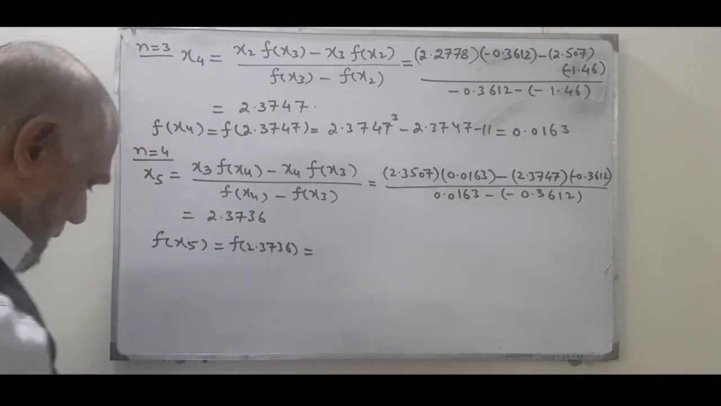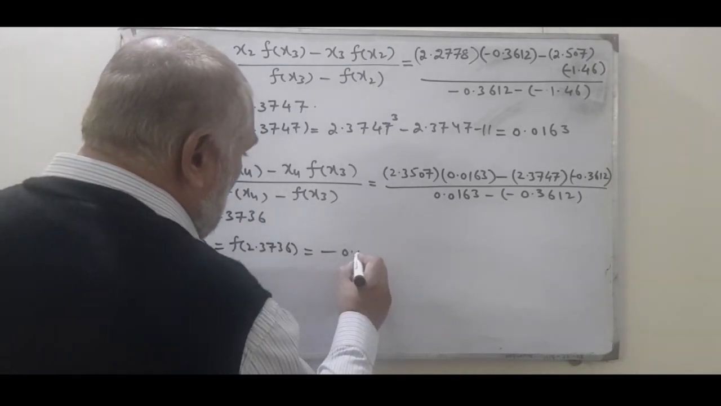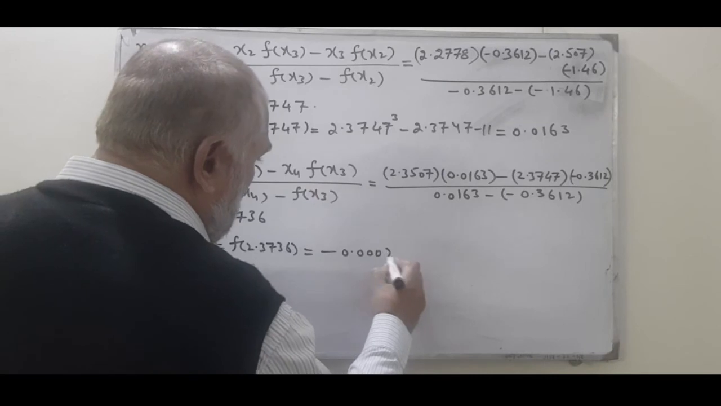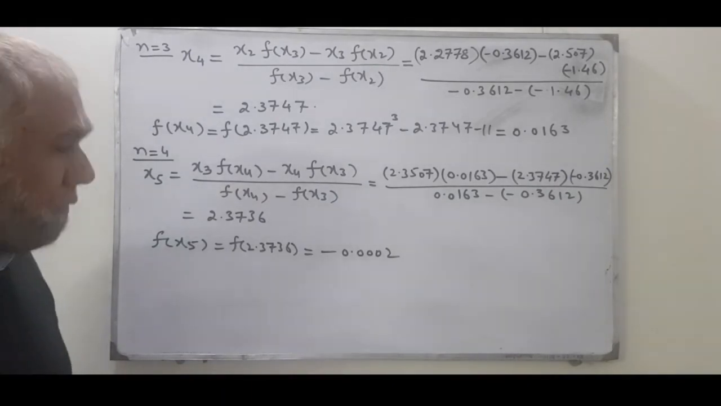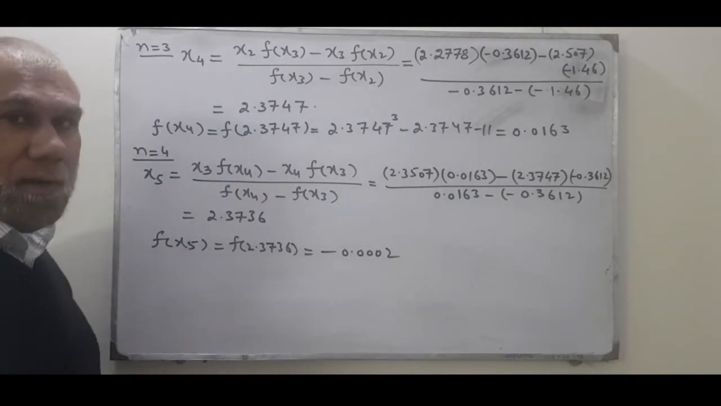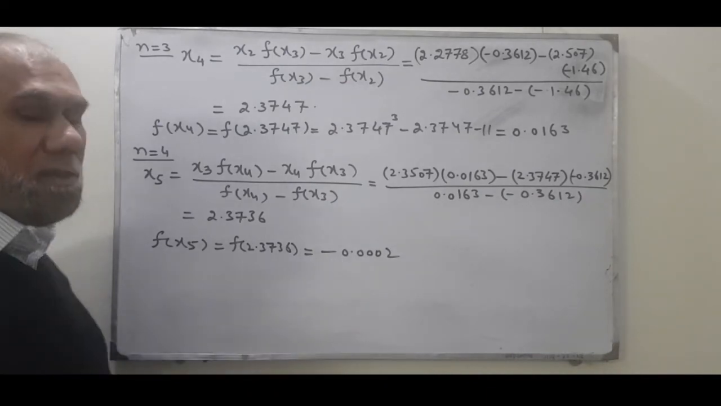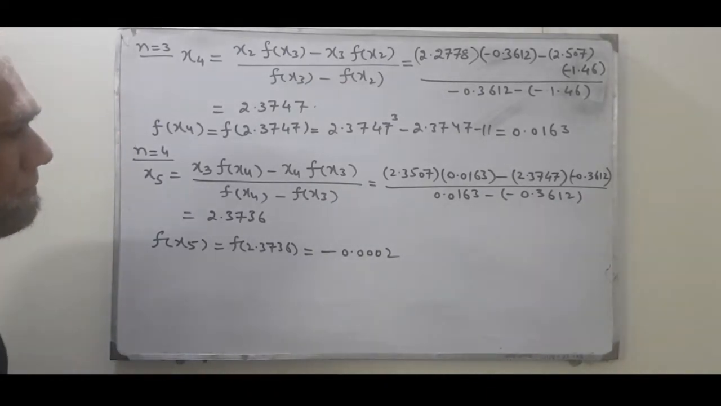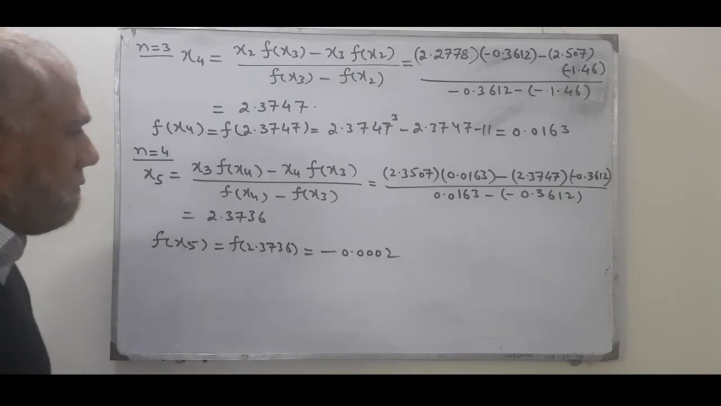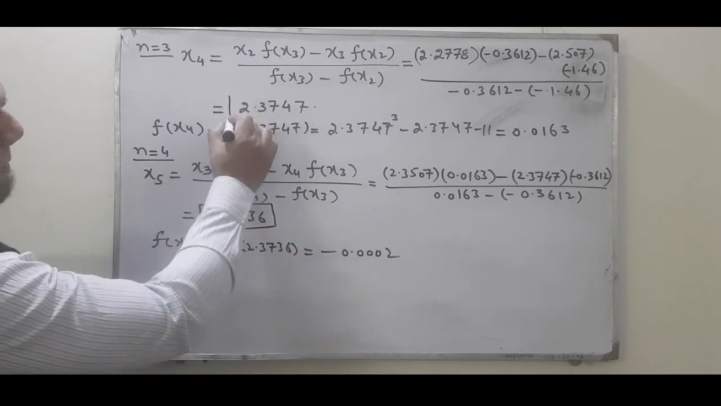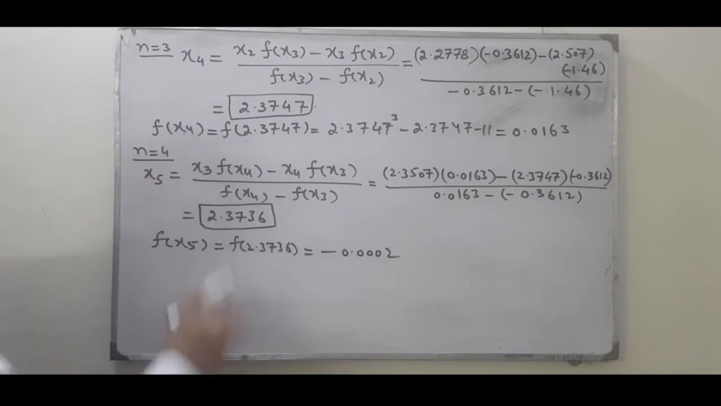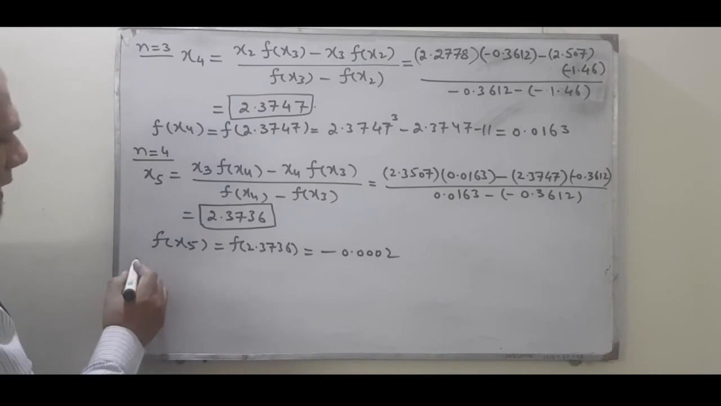The function's value at the next approximation, f(x5), which is at 2.3736, on substituting it back into the function, we'll get minus 0.0002. And you can see the function value is approaching 0. It is quite obvious that the procedure is converging, and as we move towards the root, of course the function's value must approach 0. So this was the 5th iteration, and we got this output for our function's root. Now if you make the comparison with the previous approximation, here we have almost 2 decimal place accuracy. If we perform one more iteration, let's see what happens there.